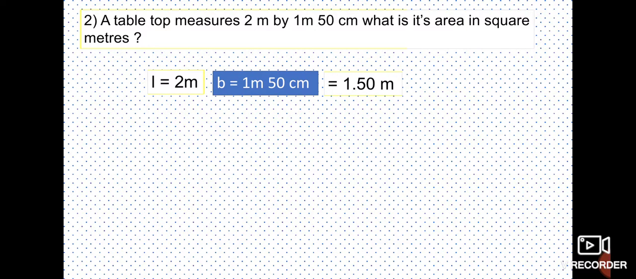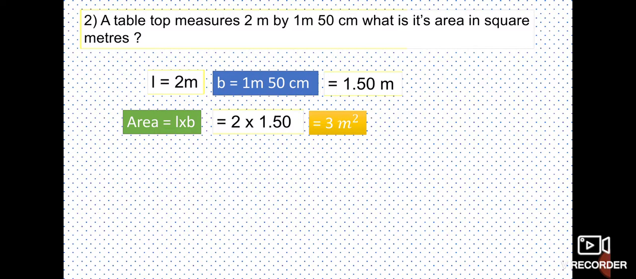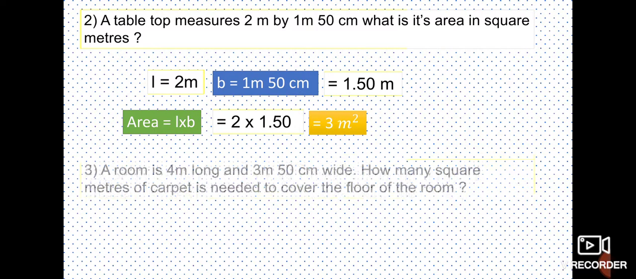1.50 meter. Then area equal to L into B. Then 2 into 1.50. We know 1.50 means 1 and half. 2 times 1 and half. Yes, 3. Answer is 3 meter square. Third question.